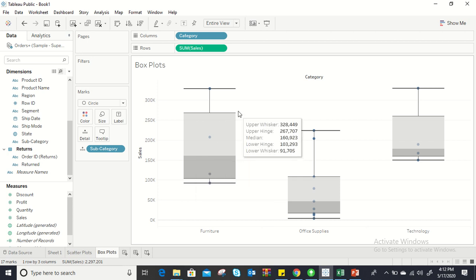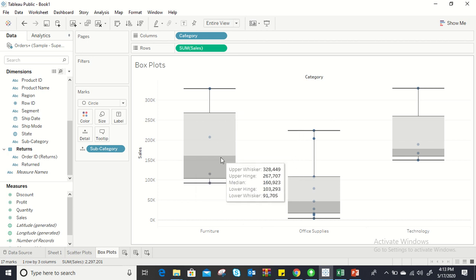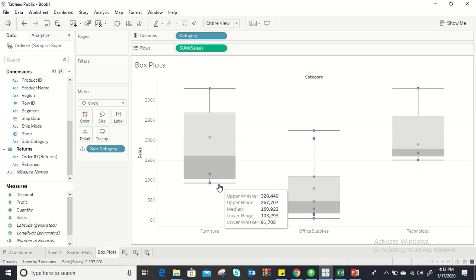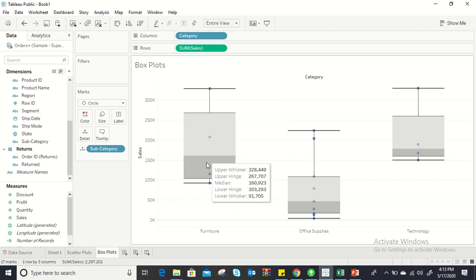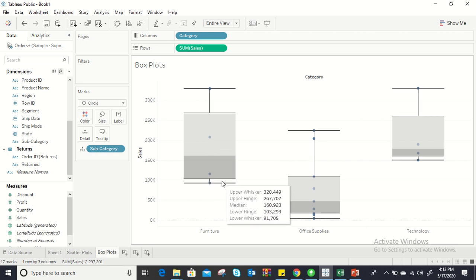Now, this whole bandwidth is called the standard deviation, right? This is the minimum sales you're generating from furniture, which is the lowest whisker, or the lowest hinge or whatever. And this is the highest sales you're generating from furniture. So that's how you read box plots. The bottom half is called the first standard deviation, second standard deviation, third standard deviation, and fourth standard deviation, right? Basically, how far from the median is the data point.